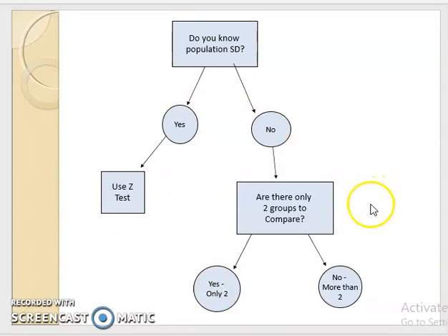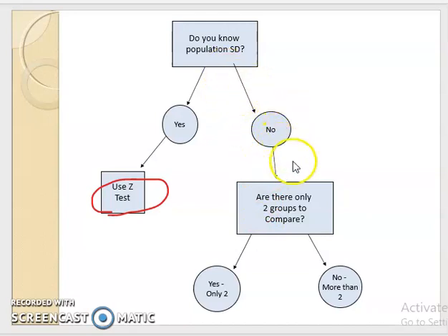So this is a pictorial representation, we can say a flowchart, showing the type of test statistic that you have to choose. And I've said that there are different factors which have to be taken into account while choosing the test statistic. For that, if the SD is known for a population, then you can choose the Z test.